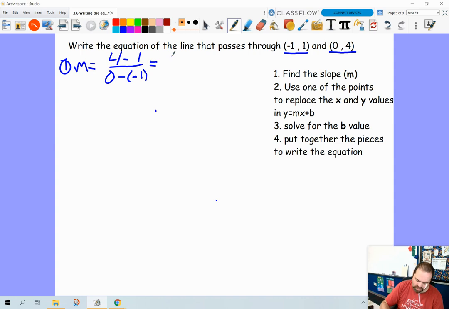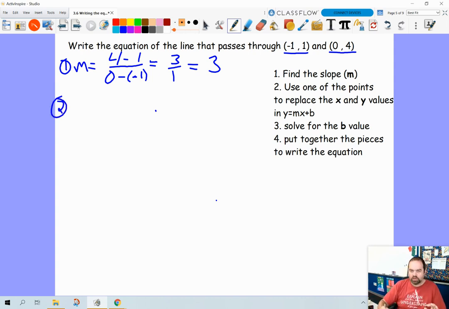So my slope is 3 over 1. And you can leave it like that, or you can change it to a whole number if you would like. I don't care. The only thing that you have to stay away from is mixed numbers. So if you're solving out your slope and you get something like 7 over 2, don't make that 3.5. I would prefer whole numbers, so I'm going to change that down to a 3. But when it comes time to graph these, you need the 3 over 1. All right, step 1's done.